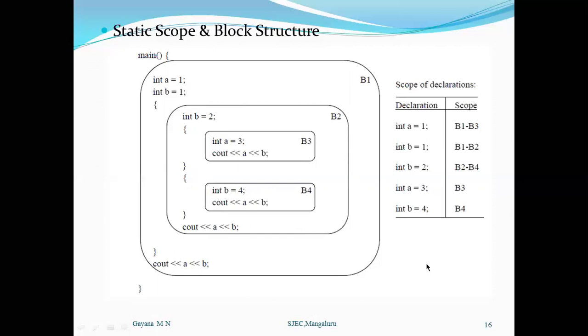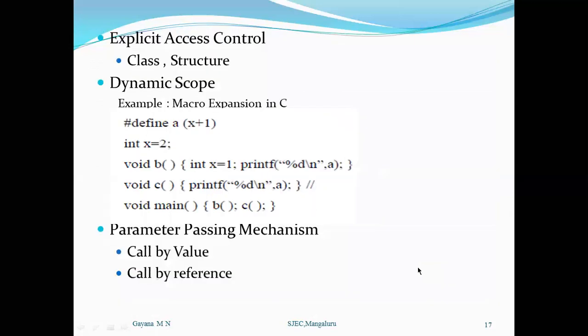Okay. So now every programming language has its own policies. Accordingly, the compiler has to work. There are several other features also that should be taken into consideration, such as explicit access controls. We have learned the concept of class, structure, and several other operators whereby you can access the members and so on, right? And then the dynamic scope. Dynamic scope refers to the usage of variables which is dynamic in nature. A simple example here is the usage of macro expansion in C. So you have a macro called A, right? It should be expanded into x plus 1, correct?